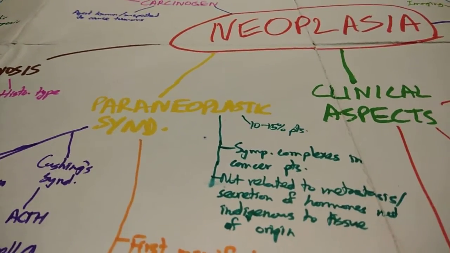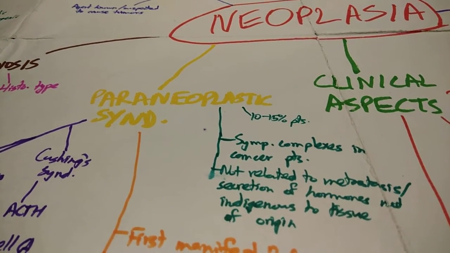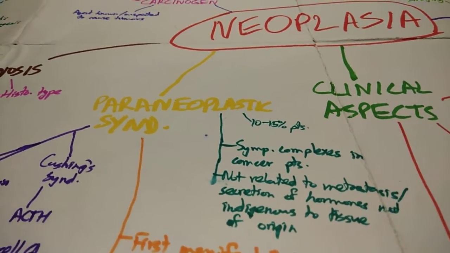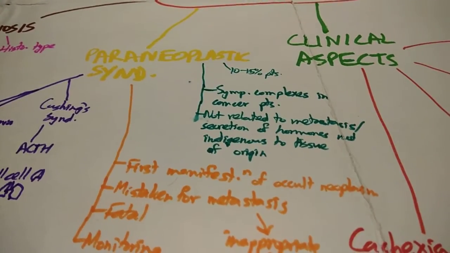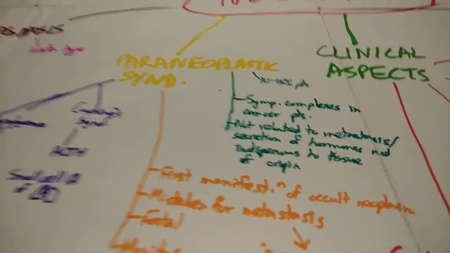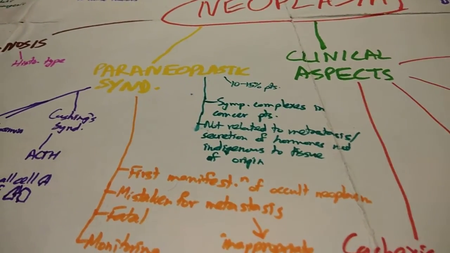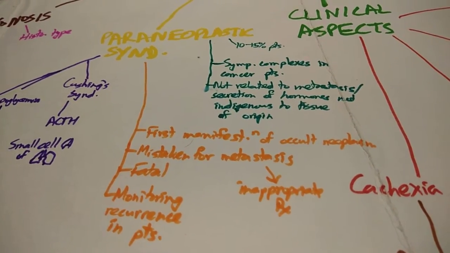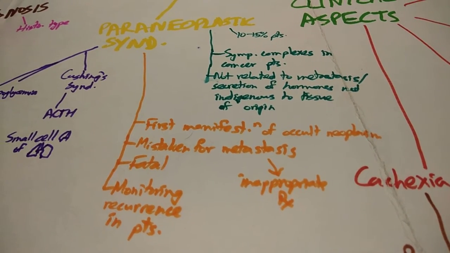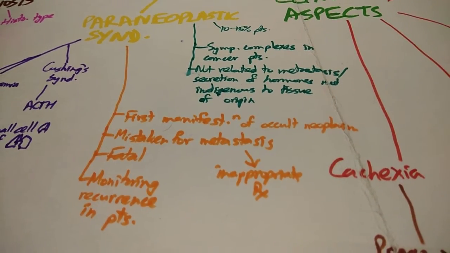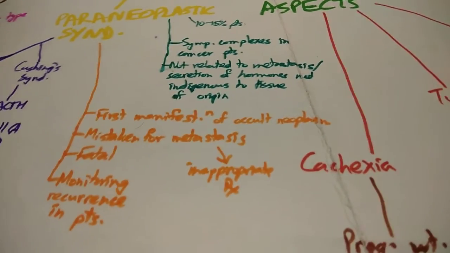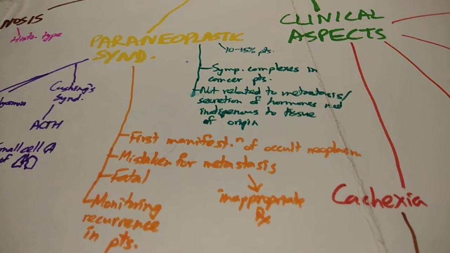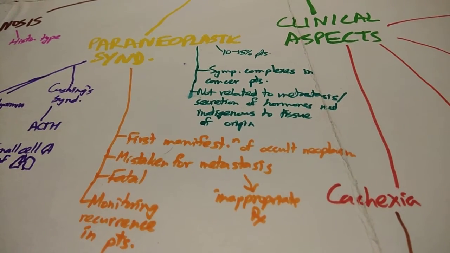So paraneoplastic syndrome is basically when you find hormones being produced from one part of the body which is typically not seen in that part and should come from another site. What makes it so significant is that it can be the first manifestation of an occult neoplasm. It can be mistaken for metastasis, can often be fatal based on the hormone being released, and monitoring recurrence in patients is absolutely essential. Inappropriate treatment can also result from mistaking it for metastasis. If you're not treating the paraneoplastic syndrome properly, it can cause other complications.